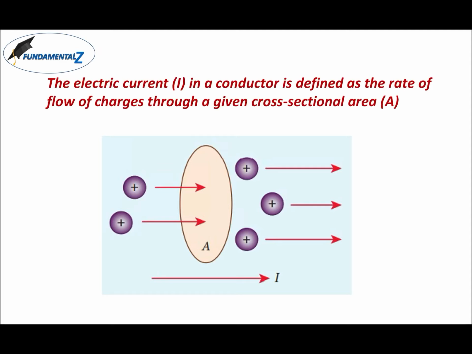In the last topic we saw what is electric current. Electric current is nothing but the rate of flow of charges, isn't it? The rate at which charges flow through a particular cross sectional area. So it is nothing but flow of charges. So electric current is contributed by flow of charges. In this topic we are going to see in what direction the current is flowing.